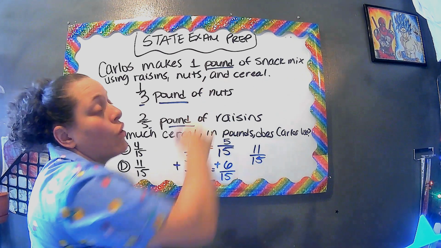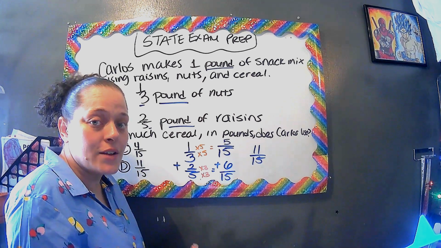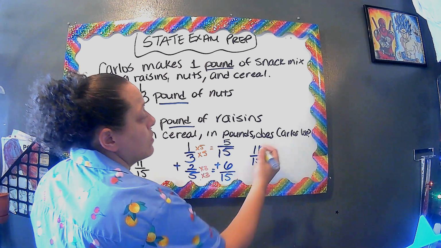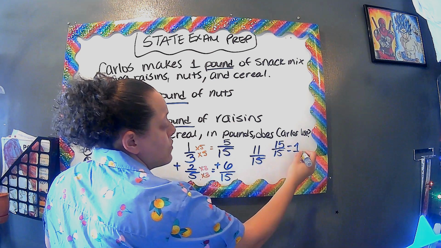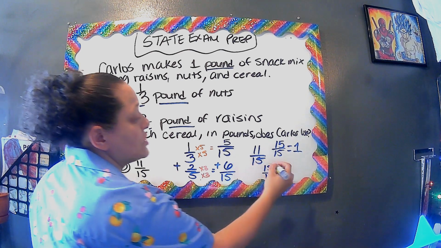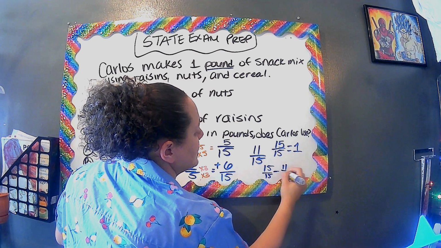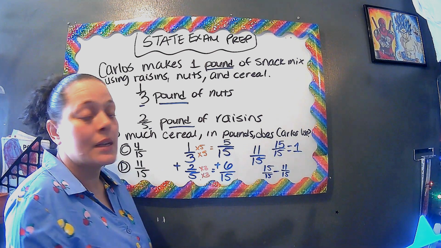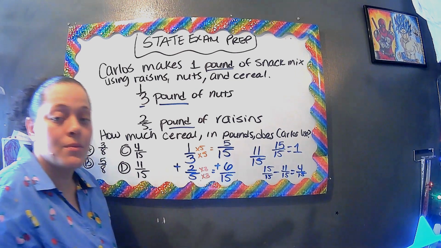Because remember, we're talking about a whole pound. So since we have this denominator, when it comes to fractions, we could play around with numbers to help us get the answer, right? So the total pound would be 15 over 15, because we know that 15 over 15 would be 1. But we're going to manipulate that number, 15 over 15, to find out how much cereal is needed to complete this snack mix. So we have 15 over 15 minus 11 over 15, and we get the answer 4 over 15. And that would be our cereal.